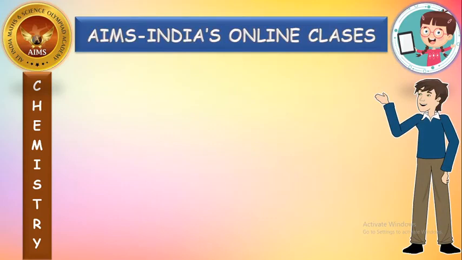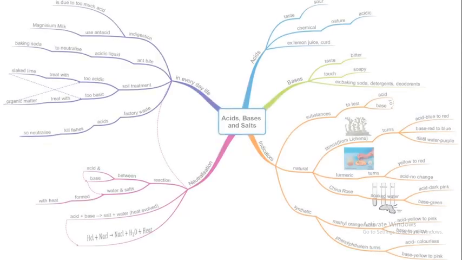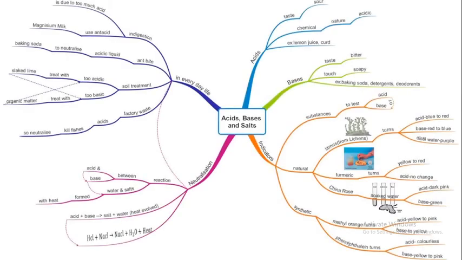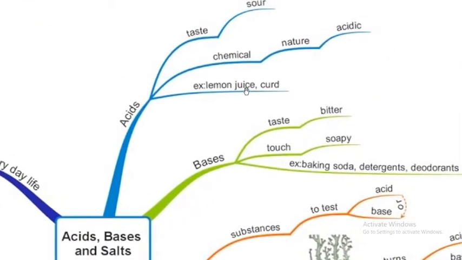In this chemistry session, we are going to discuss the practice sheet related to the chapter acids, bases and salts. Before going to the practice sheet, let us glance at the concepts which we have learned. We have seen different concepts like what acids are and what the properties of those acids are. We observe once more about the acids: what is the taste of those acids, their nature and examples.